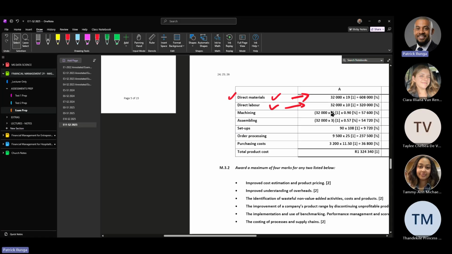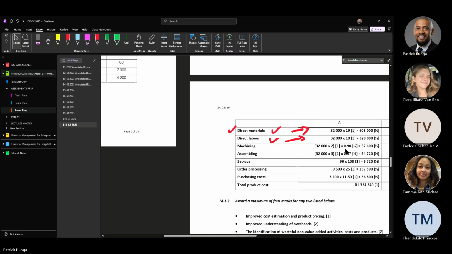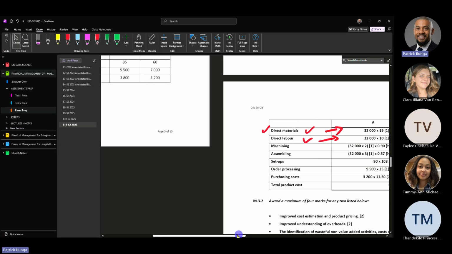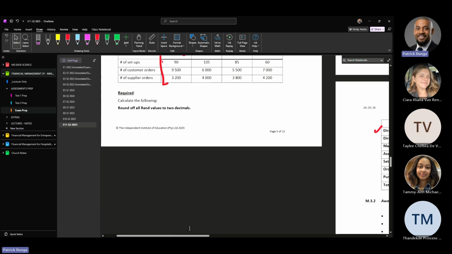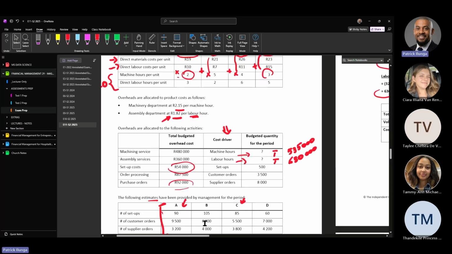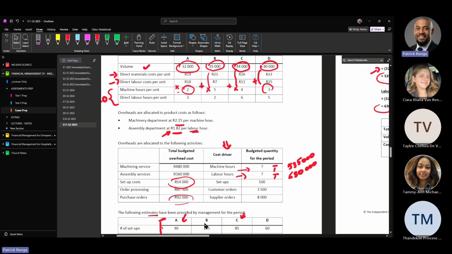However, when it comes to machining and assembling, you can see that the total volume was multiplied by 2 for machining for product A before being multiplied by the cost driver. My question to you is, what does that 2 stand for? Why did they multiply by 2? Let me make it easy. Remember, you always need to have the paper in front of you. You will see it.